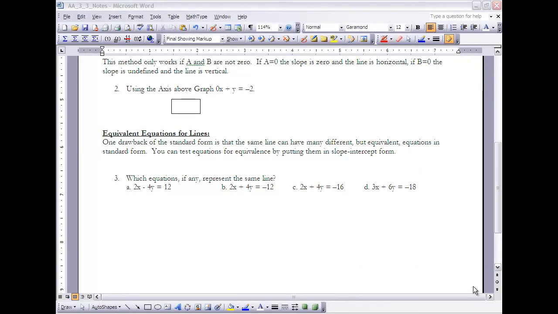Okay, the method we just worked on in example number 1, finding the x and y intercepts, only works if a and b are not 0. If a equals 0, we end up with the equation of a horizontal line, and if b equals 0, we end up with a vertical line. We know that a horizontal line has a slope of 0, and a vertical line has a slope that is undefined.